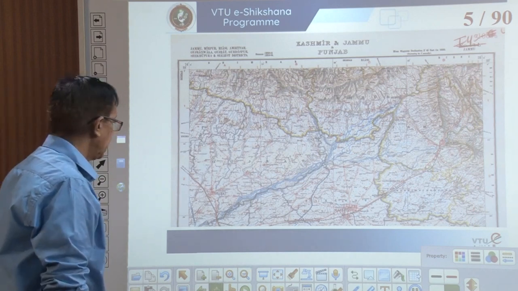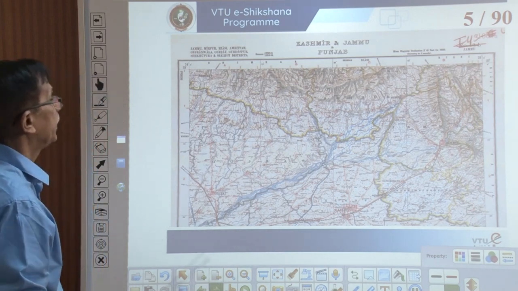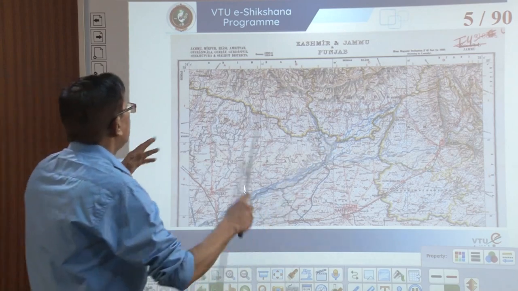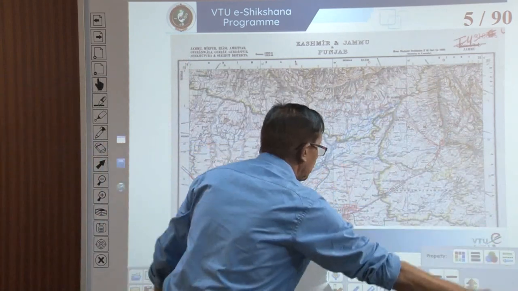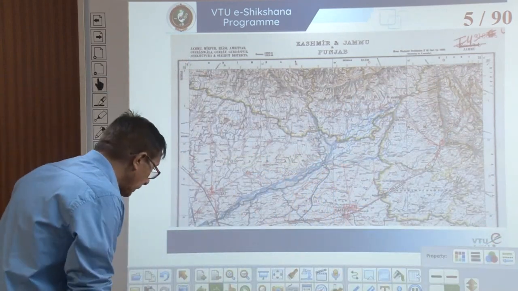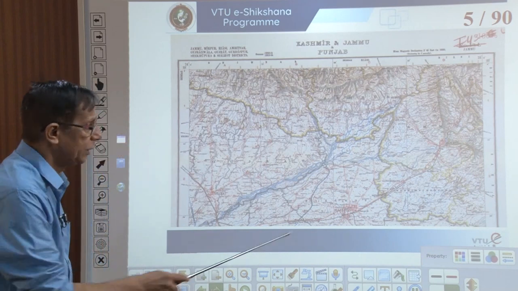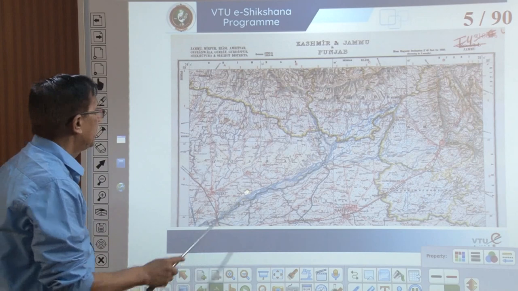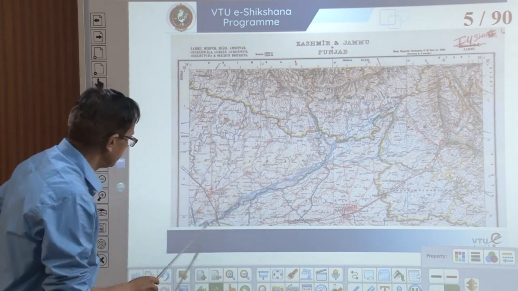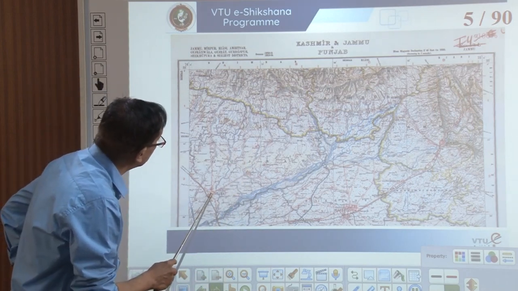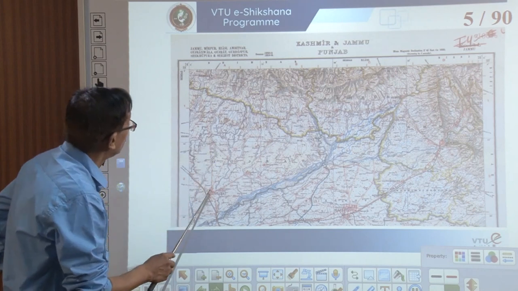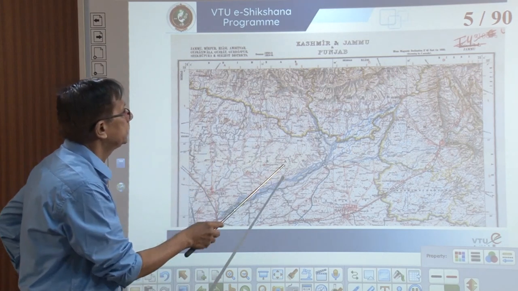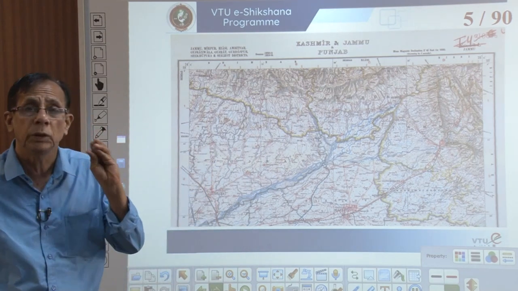Whatever I have said, friends, I could not take a picture of the entire topo sheet where we had the symbols in this corner. And these are all the contour lines. This is a settlement with a red line, and the roads, etc. All these. This is universal.